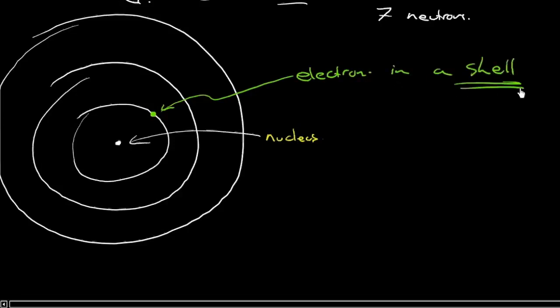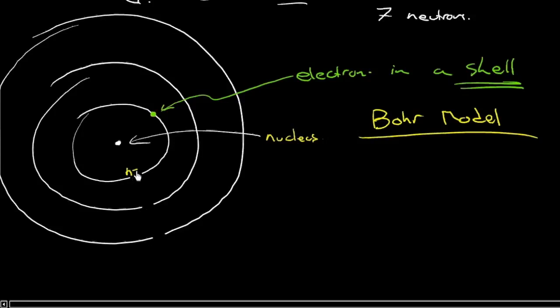Okay, and the model that we're looking at now, if this was just hydrogen, is called the Bohr model, after Niels Bohr, and it has the central nucleus with electrons orbiting in shells. And one of the features of this model is that the distance of the electron from the nucleus is limited to specific values. So n equals 1, n equals 2.